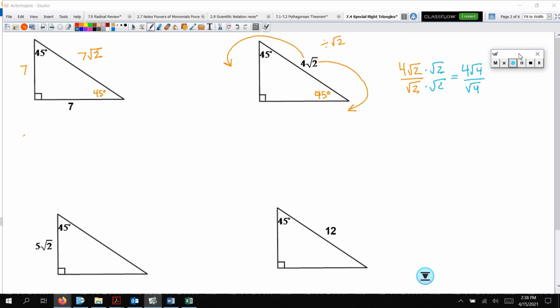Well, I can simplify this even further, right? Root 4 is just 2. So 4 times 2 in the numerator over 2 in the denominator. So I have 8 over 2, which is just 4. Ooh, that was like square dancing just to find that. So the legs are just 4.